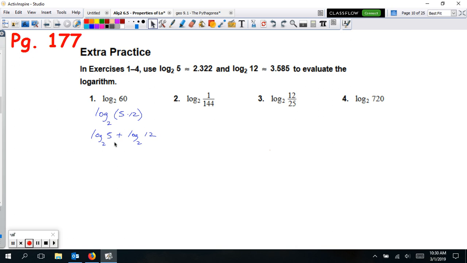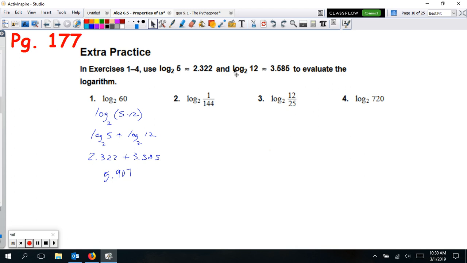And so in this one, we can now calculate what these are. We know what these are. We just plug in these numbers here. For this first one, we're going to plug in 2.322. And the other one is 3.585. And then we just add them together. You can use a calculator to add them together real easily. It's 5.907. So that's what log base 2 of 60 would equal using our properties and using these calculations that they give us.